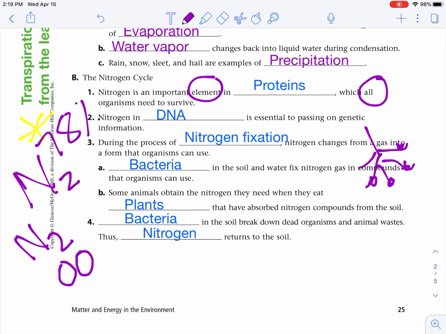So bacteria in the soil break down dead organisms and waste. Thus, nitrogen returns to the soil. So we've got decomposers here that are going to break down the organisms that have died and return those nutrients to the soil. So then we have a certain bacteria there that are going to release it back into the gas form that goes back up into the atmosphere.